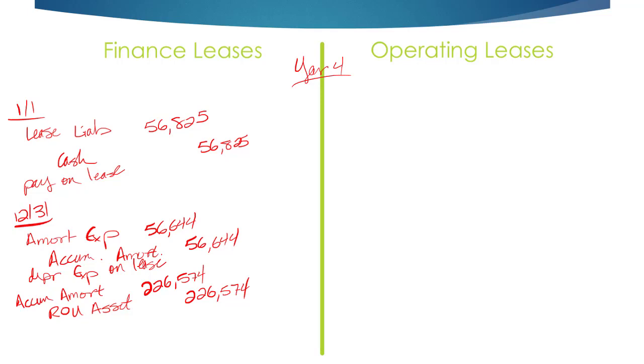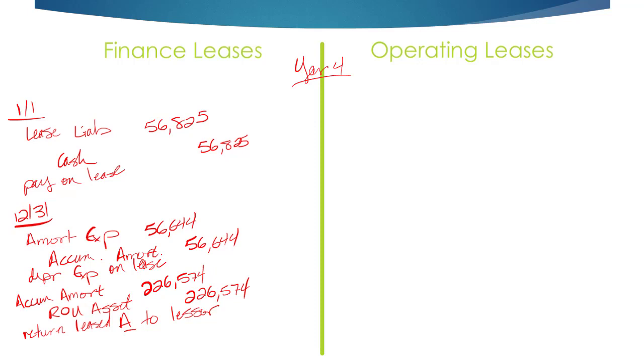This is to return leased asset to the lessor. And because of the way I did my journal entries, there's no debits or credits to a gain or loss. There's just, I bought this asset with a lease, I've used it all up, and it's gone because I gave it back. So that's our finance lease.